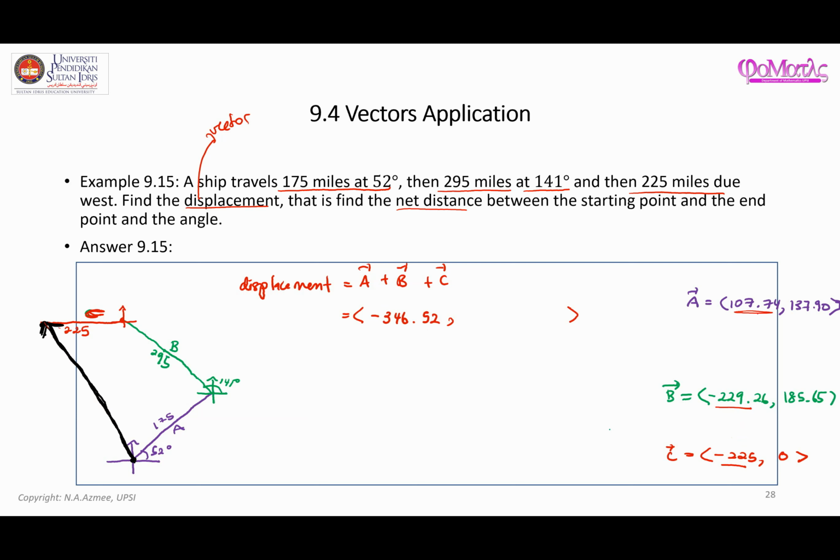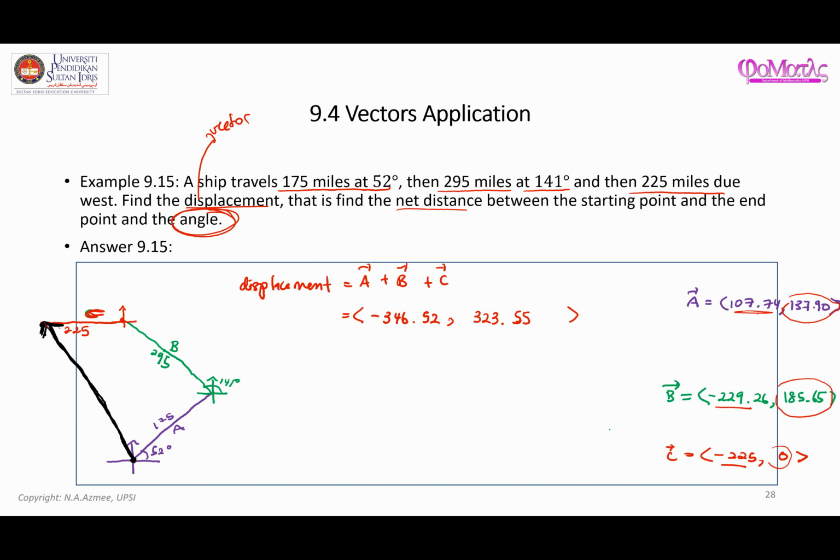Next, for component y, you can go on and add up this component, 137.9, plus 185.65, plus 0, and the answer that you will get is 323.55. So this is the x component and the y component of displacement. So displacement here is a vector. Since it is a vector, it has magnitude and direction, and we can find the direction based on finding the angle later on.